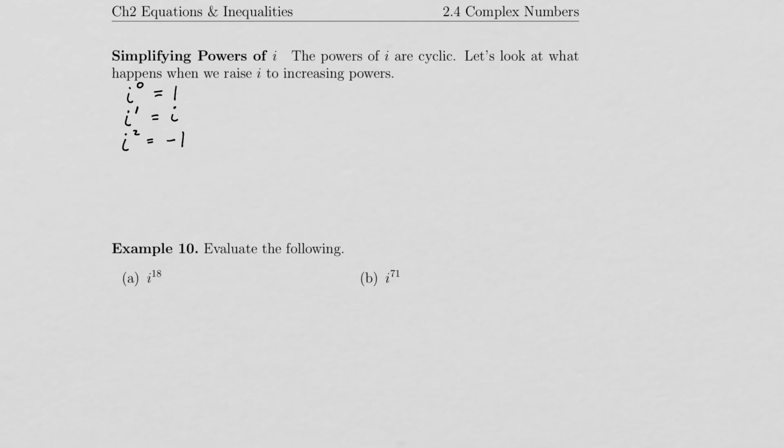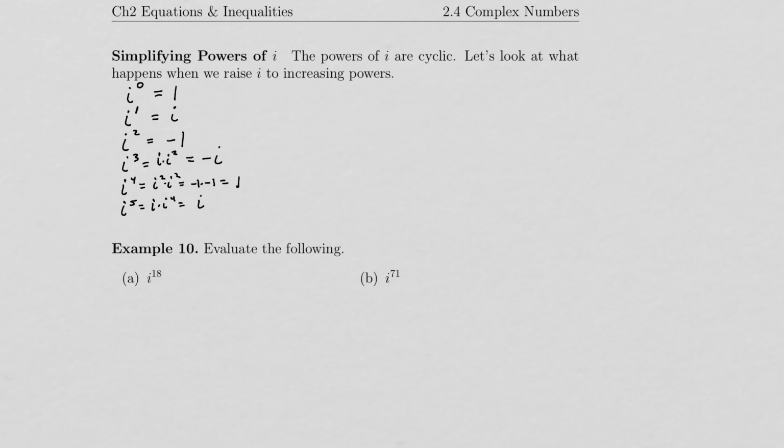If I do i cubed, you can think of this as i times i squared, right, using your rules of exponents. It will follow all the original rules of exponents. But i squared is negative 1, so this is like negative i. If I do i to the 4th, this is like i squared times i squared, but that's negative 1 times negative 1, which is positive 1. If I do i to the 5th, this is like i times i to the 4th. So this will be positive 1 times i, which is i.